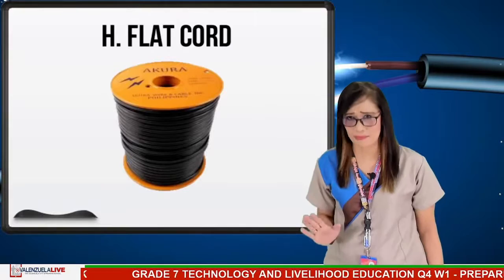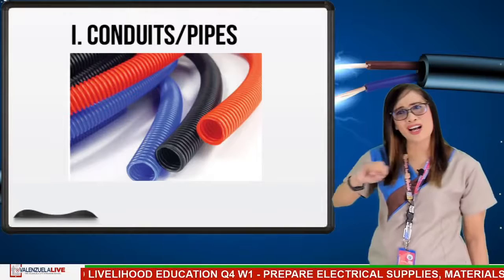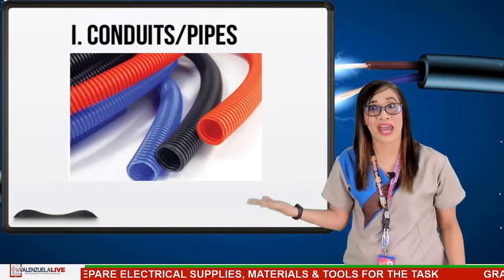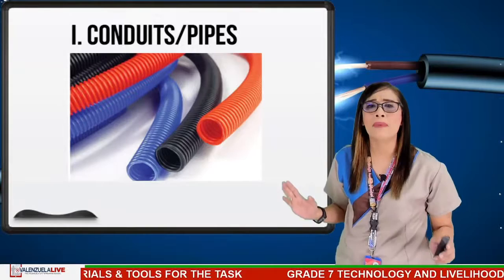Conduits, or we call them pipes. This is an electrical material used as a passage of wires for protection and insulation. This could be rigid metallic, flexible metallic conduits, we call it FMC, rigid non-metallic, PVC, and flexible non-metallic or corrugated plastic conduits, we call it CPC.